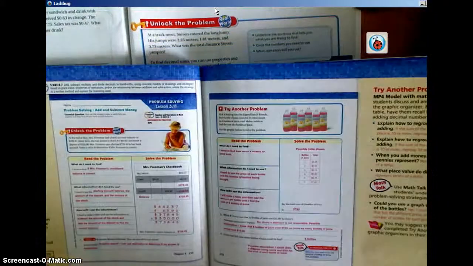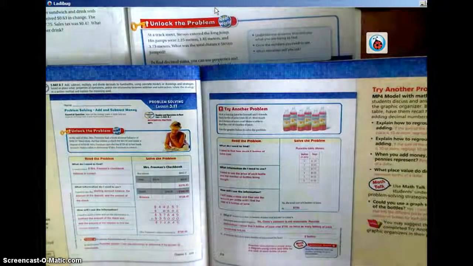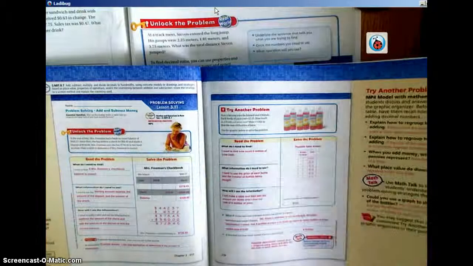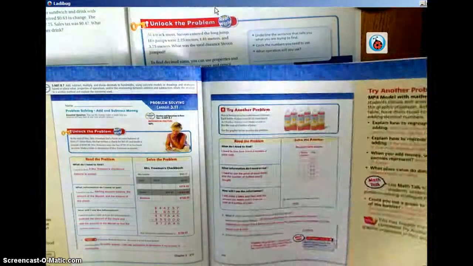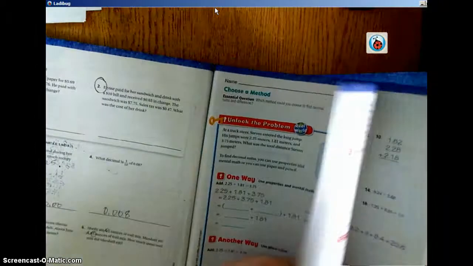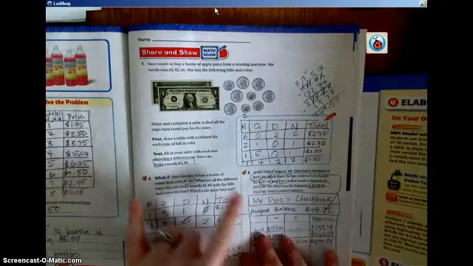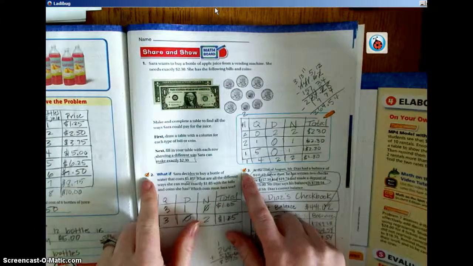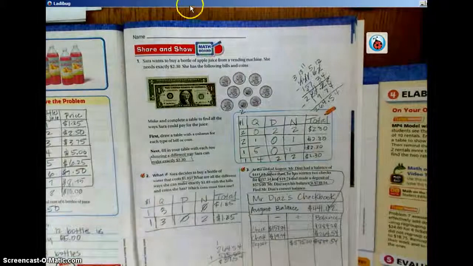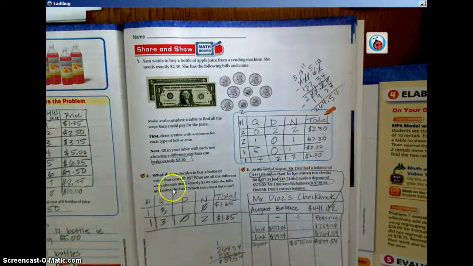So we do the unlock the problem as a full class, and the kids are answering questions. I try to use the questions on the side of the teacher's manual. Then it's called the share and show, and in the student manuals it is always the two red check mark questions. The kids do those completely independently, and then I grade those. What they get on these two questions determines what group they're in for the day.